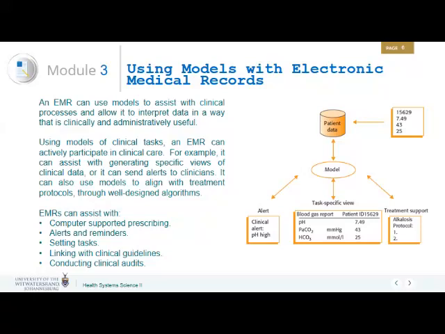So using models for clinical tasks, for example, electronic medical records can actively participate in the clinical care of a patient. For example, it can assist with generating specific views of clinical data. It can send alerts to clinicians. It can also use models to align with treatment protocols through well-designed algorithms.